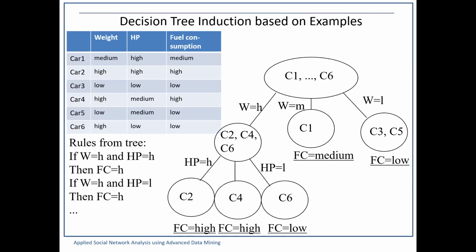If a new car appears, we put it into the root node, then it goes through the tree, and the prediction for its fuel consumption would be according to the fuel consumption attached to each terminal node. So if a new car has high weight and low HP, then it's considered to have low fuel consumption based on the knowledge we learned from our database.